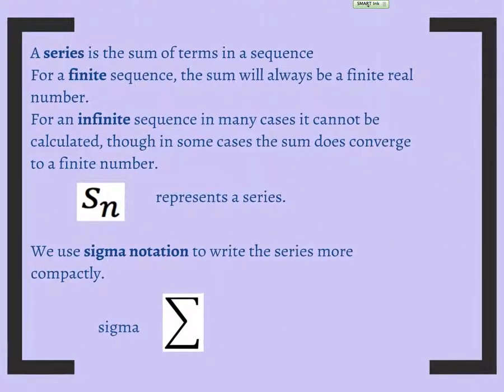All right, so we'll start off with some basic vocab. A series is the sum of the terms in a sequence. What we've been dealing with so far this chapter are just sequences, which are lists of numbers. But when we say the word series, series means we are going to add up that list of numbers.